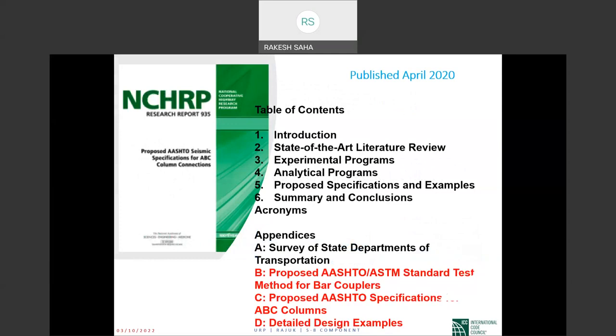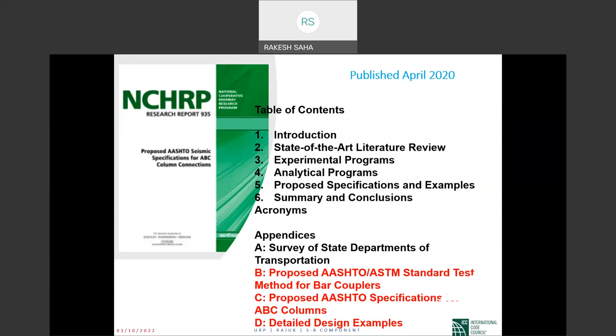Just to give you an idea about what we have in this project, the table of contents is, we did a state-of-the-art review, and there was some experimental testing that we did, as well as extensive analytical work. And then we put everything together and came up with specifications and design examples. And then, of course, there's a summary and conclusion.